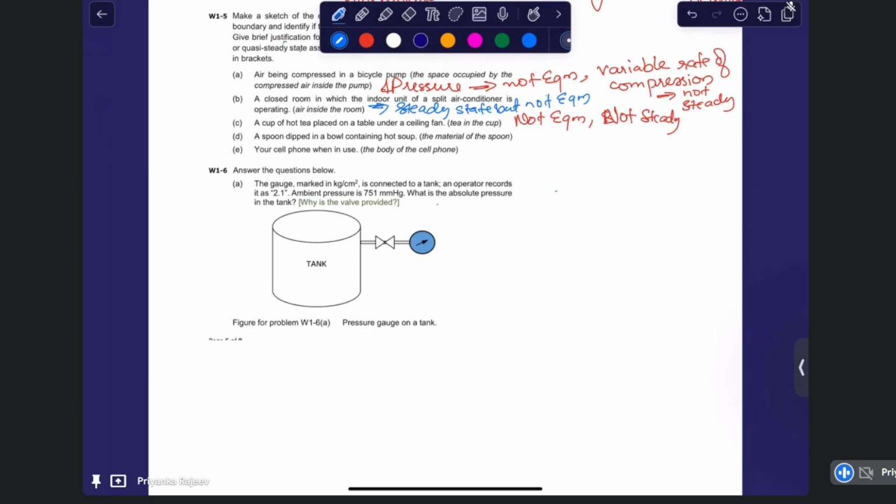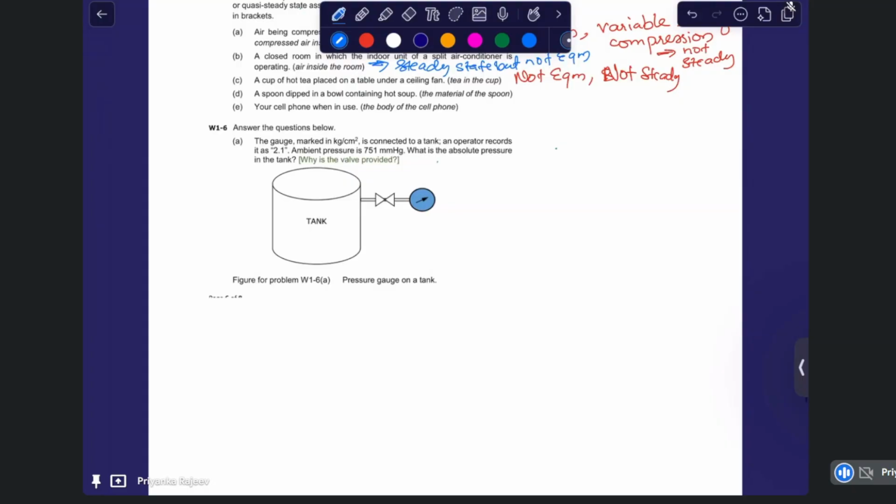Next up is a spoon dipped in a bowl containing hot soup. The spoon will be getting heated up, but if you dip a spoon in a bowl of hot soup, after some time the temperature will not be changing with respect to time for the entire spoon. So that is steady. So it is steady state, but not in equilibrium because heat transfer is happening between the hot soup and the spoon. Not in equilibrium.